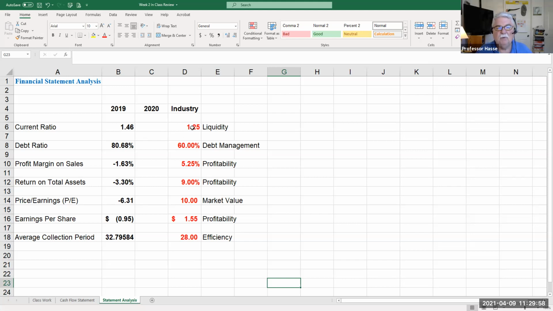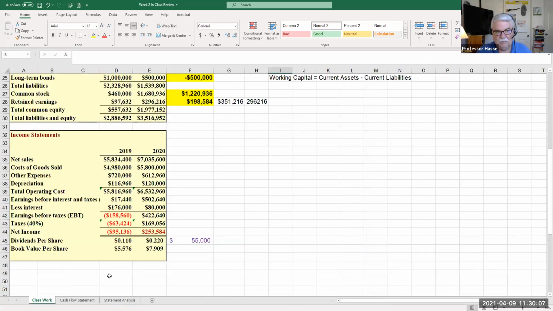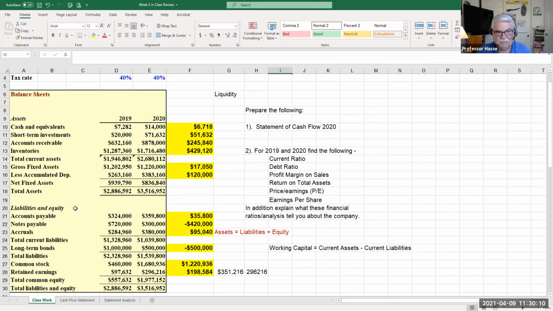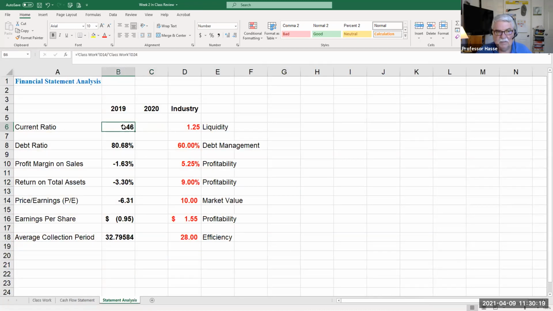For example, the liquidity ratio or the current ratio is a relationship of current assets divided by current liabilities. So if I go to my financial statements for 2020, I see my current assets are $2,680,000. My current liabilities are $1,039,000. If I go to my formulas there, I can just drag over that, and there's my liquidity ratio of 2.58 for 2020. That's compared to the industry average of 1.25 for this company that we looked at in week 2.